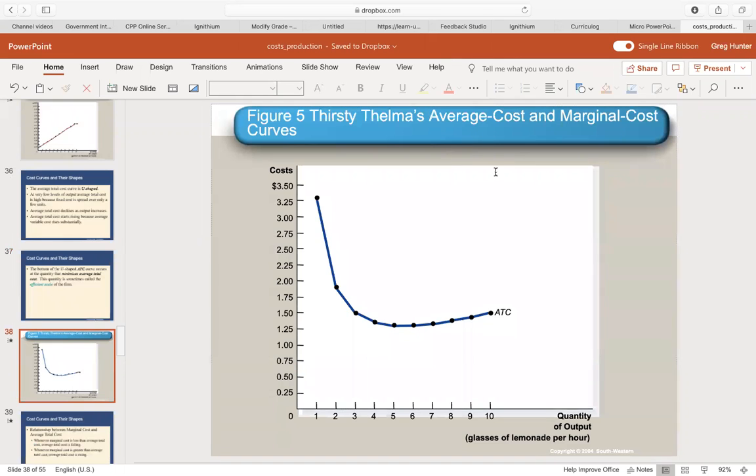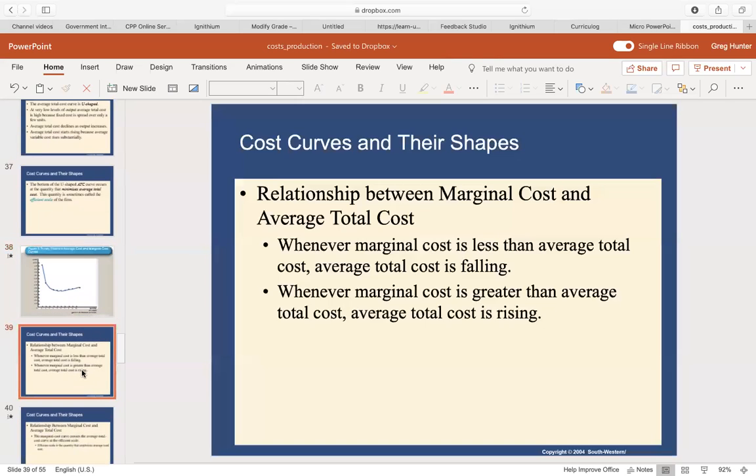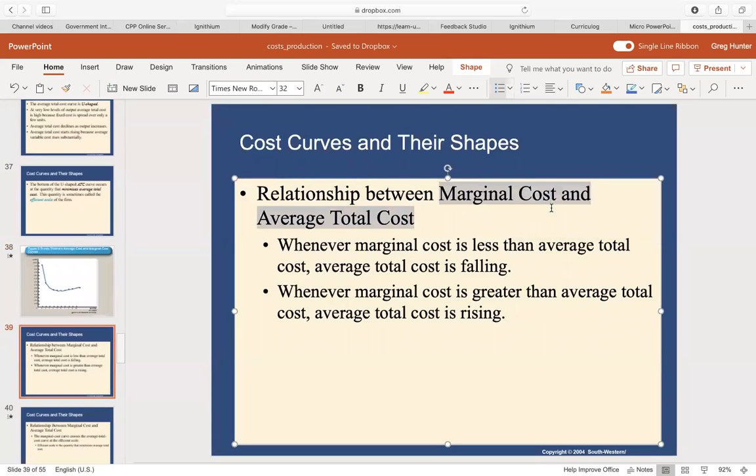the average total cost, and see it has kind of a U shape. It goes down and it goes up. And it turns out that, again, the shape of the average total cost curve is driven by what's going on with marginal costs. And in particular, in the background of the marginal costs is this diminishing marginal productivity.